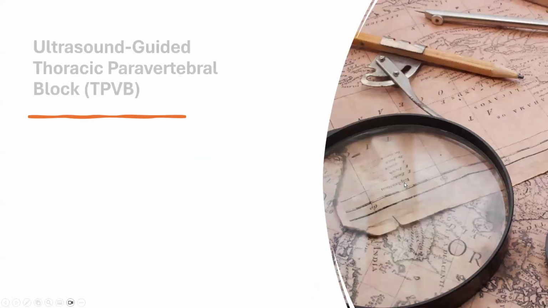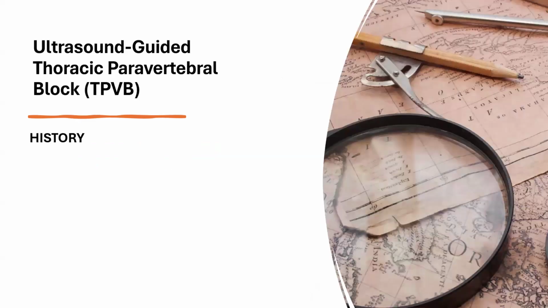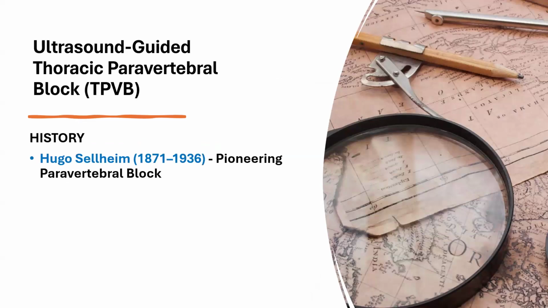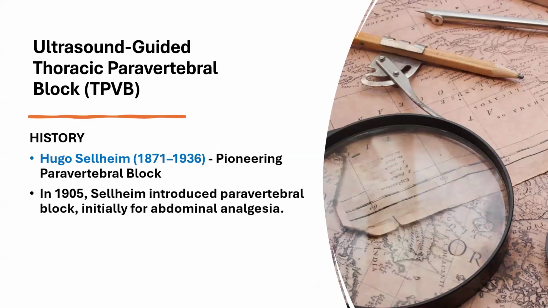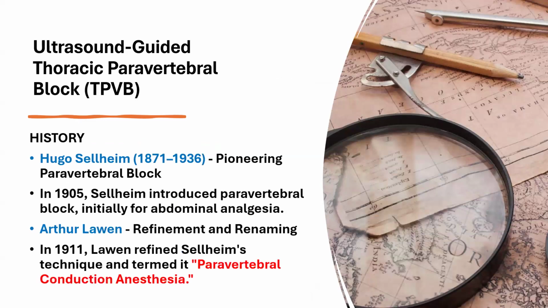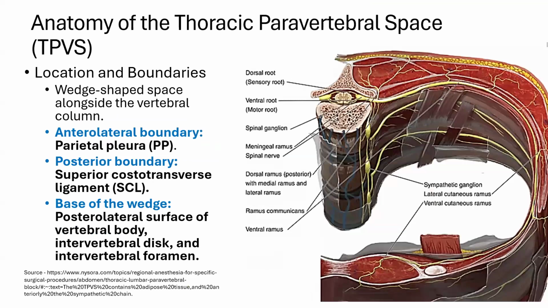Okay. Now coming to the history. This is quite an old block, first described by Hugo Sellheim, and then it was used later and the use increased gradually. Now what are the boundaries of this thoracic paravertebral space?